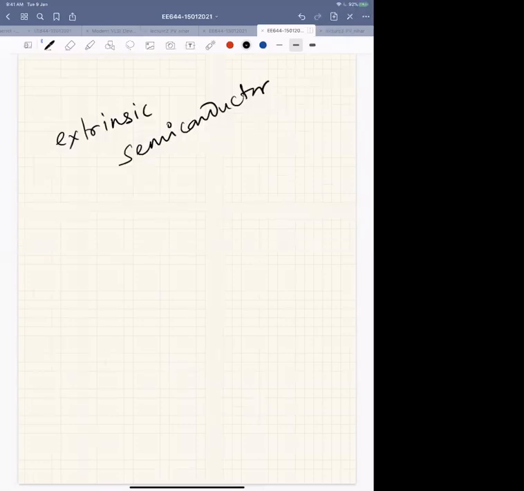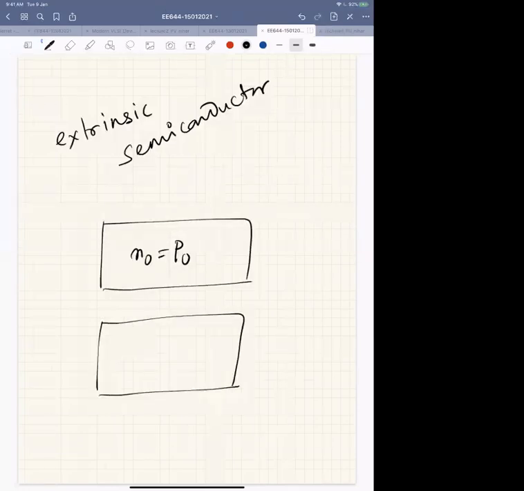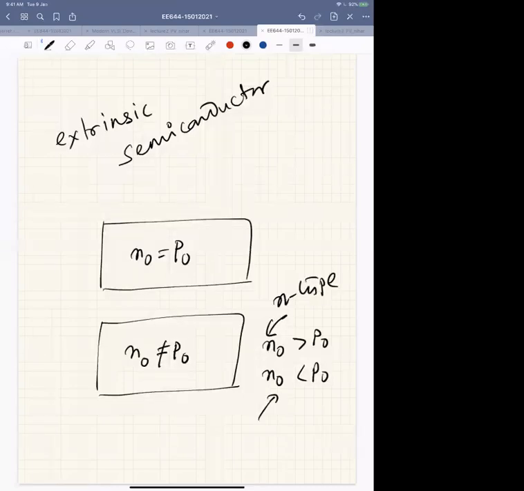An N-type semiconductor has more electrons than holes. In an intrinsic semiconductor, the number of holes equals the number of electrons. But for an extrinsic semiconductor, the number of electrons is not equal to the number of holes, right? So N0 can be more than P0, or N0 can be less than P0. Based on that, if the number of holes is more, we call it a P-type semiconductor, and if the number of electrons is more, we have an N-type semiconductor.